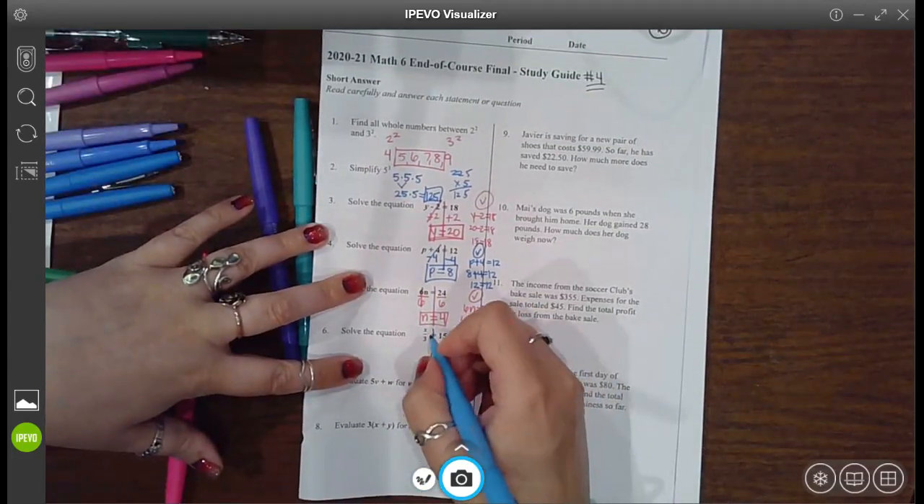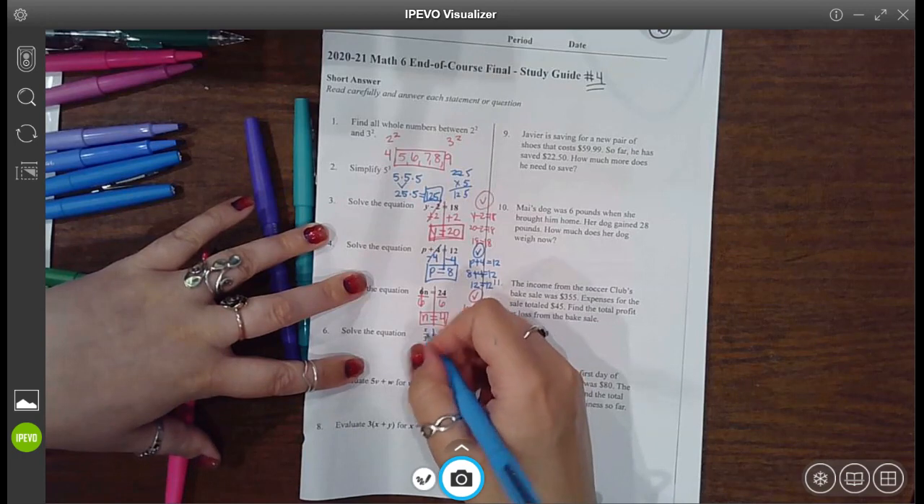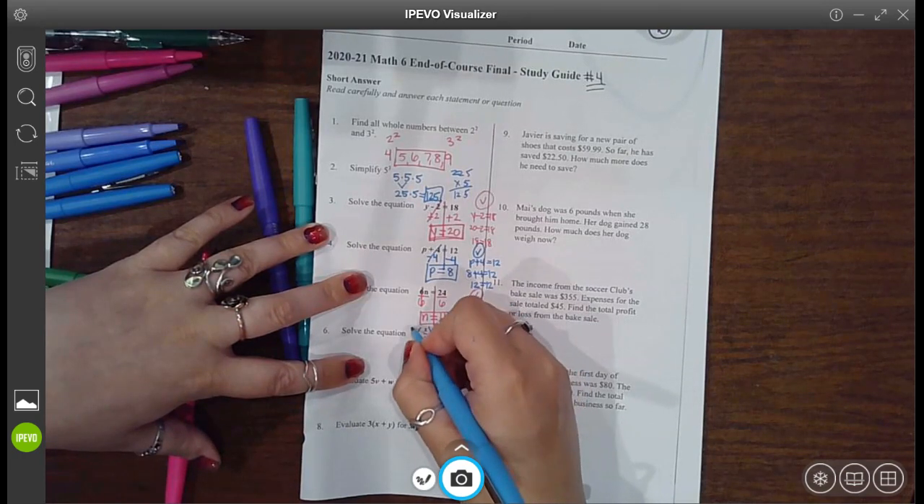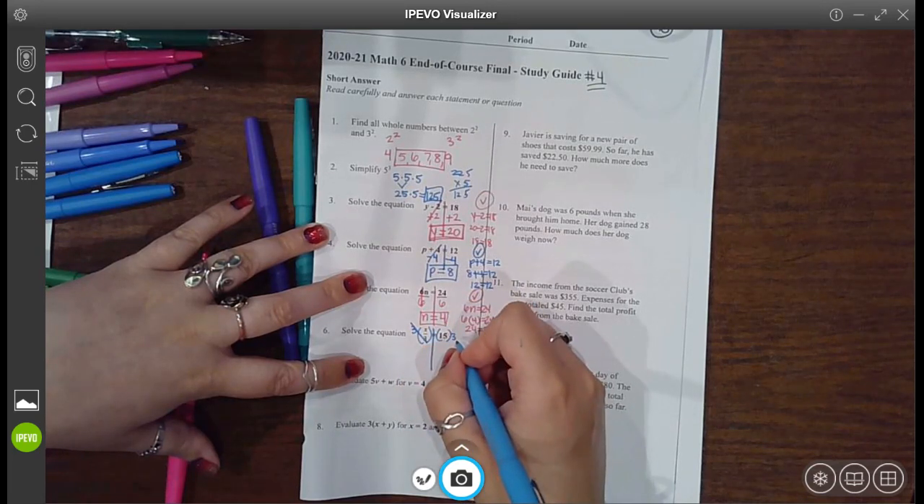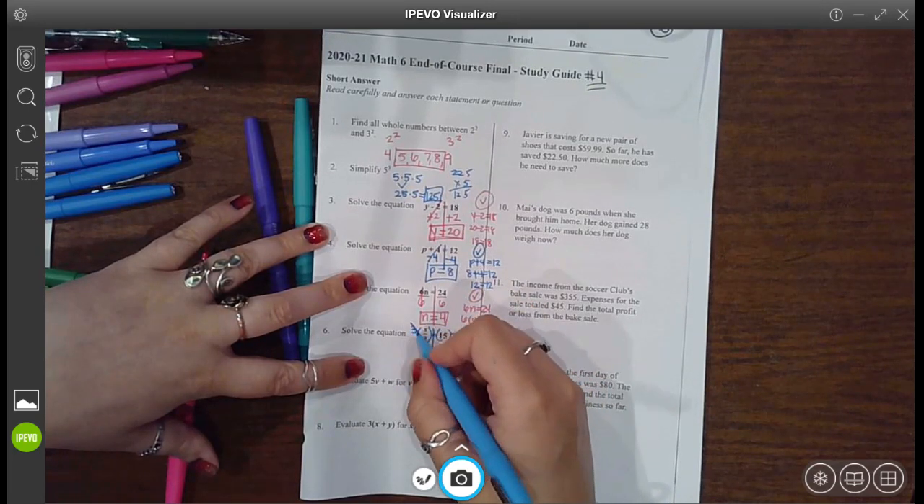To get x by itself, what's happening here? Well, it's being divided by 3. So the inverse of dividing by 3 is to multiply by 3. Whatever you do to one side, do to the other. Now those cross cancel, right?